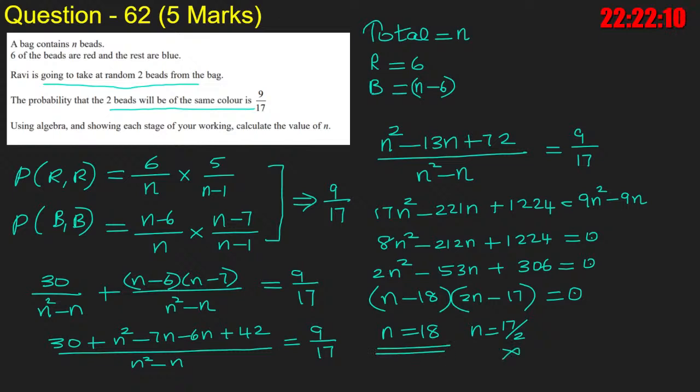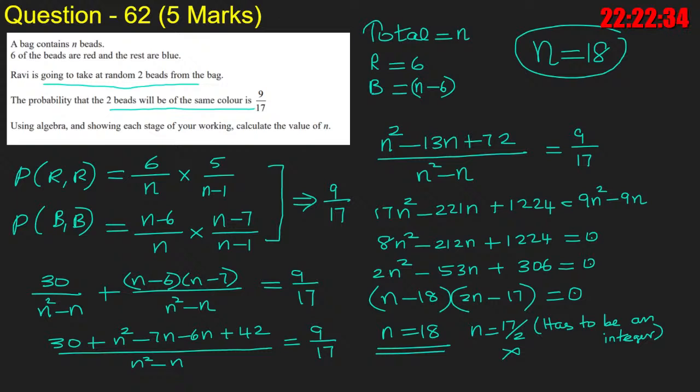This one is not correct, because n has to be an integer, because the number of beads, number of counters, cannot be a fraction. So n equals 18, that is the correct answer. Remember, I'm marking question number 62. So we will continue from 63 on Friday.